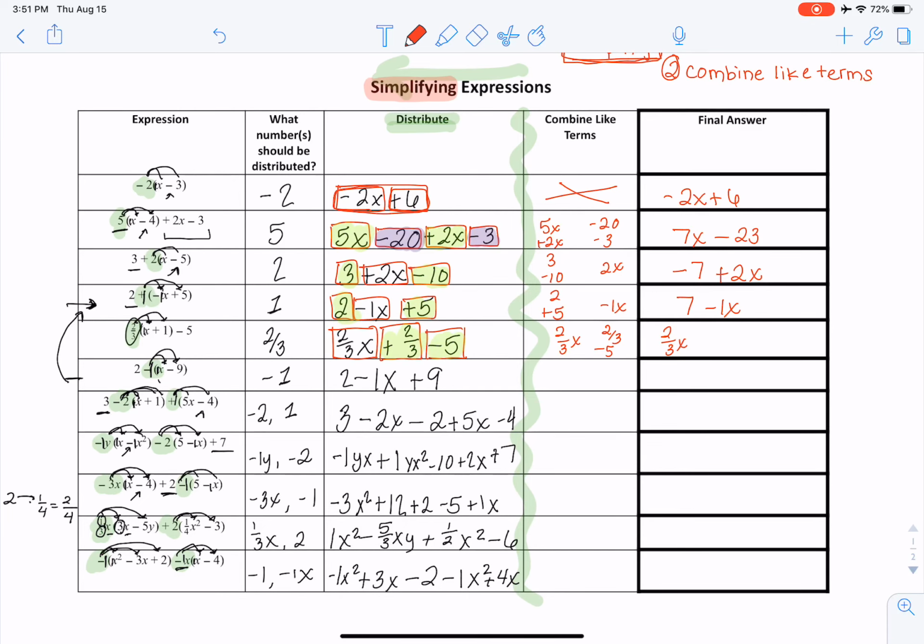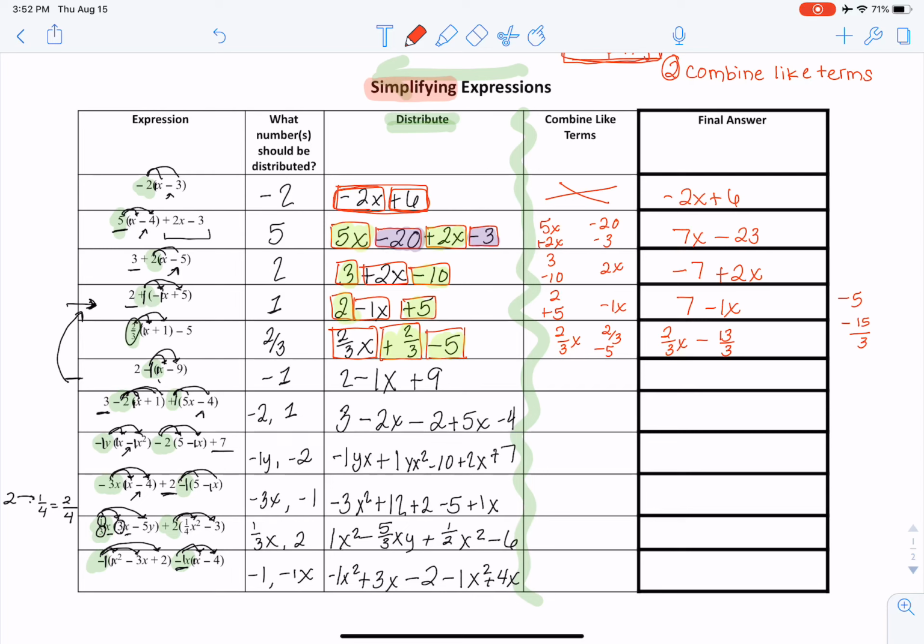2/3 minus 5. When you subtract fractions, you have to give them a common denominator. We can change minus 5 into minus 15 thirds. If that's confusing for you, ask your teacher and we'll make sure we teach you that. But then you're going to keep the 3 on the bottom and just do the operation with the top. So 2 minus 15 is a minus 13. So I have minus 13 thirds.